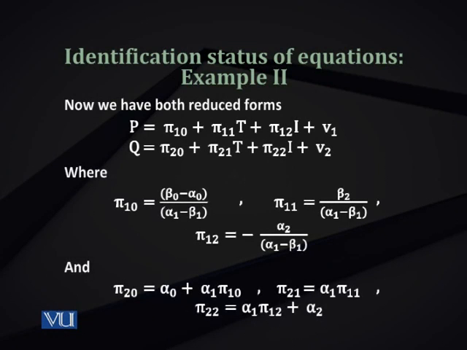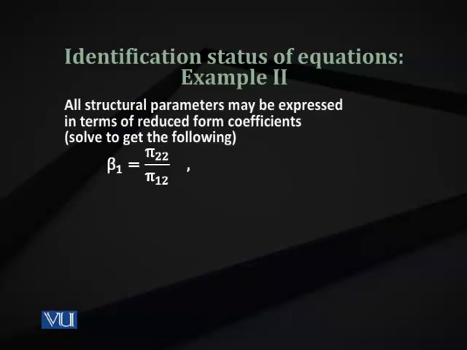You are seeing the reduced form equations for price and quantity where we made some substitutions, which are also given below these equations. For example, you see that pi 2 1 is equal to alpha 1 pi 1 1, and you also see expressions for pi 1 naught, pi 1 1, pi 1 2, pi 2 naught, pi 2 1, and pi 2 2. So let's use these substitutions to get the expressions for alphas and betas. If you algebraically manipulate and express betas and alphas in terms of these reduced form coefficients, what you get is given on the screen.